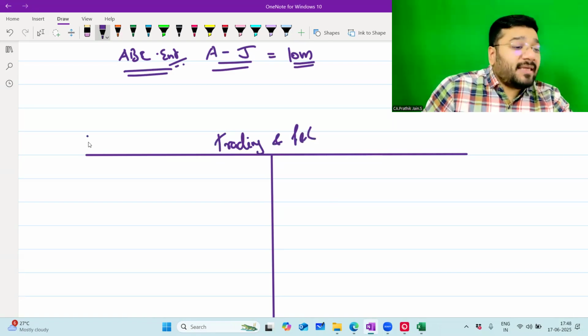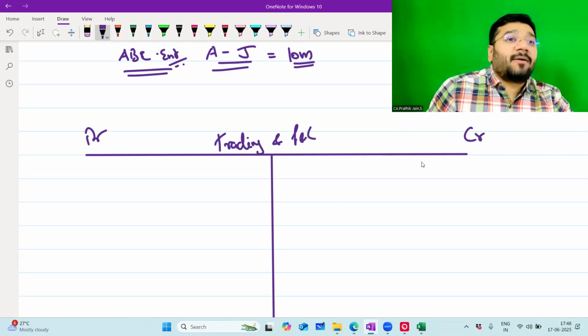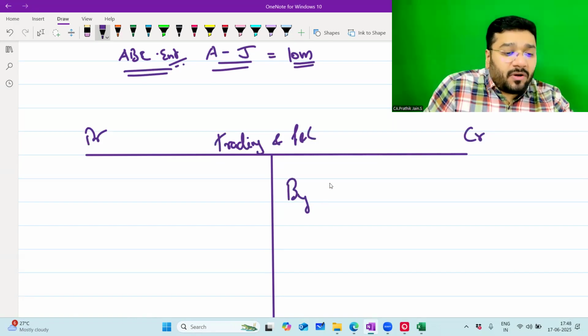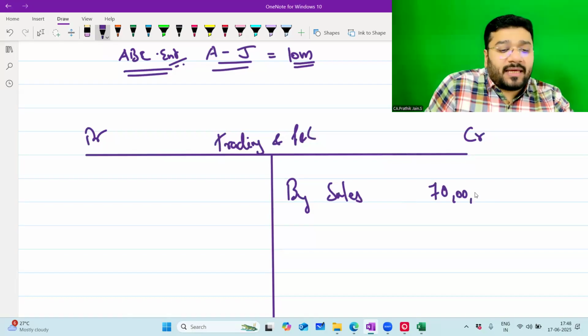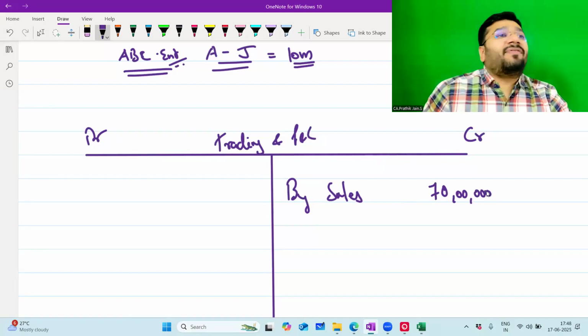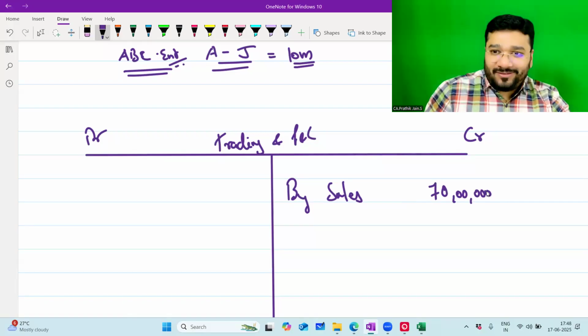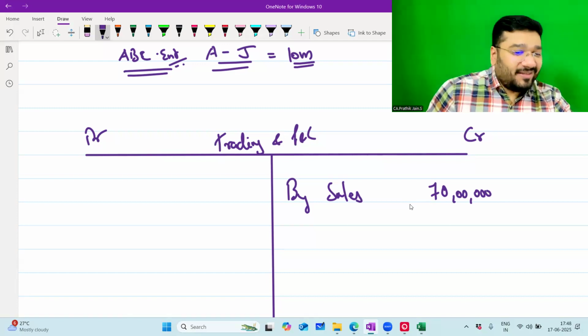Please tell me, buy sales, where does it come? Credit side, buy sales. All of you learned it properly in school? Yes. Sales, how much? Let's say 70 lakh rupees. Any problem? To make your life easy, no opening stock, no closing stock. That I'll take care of in the final accounts.